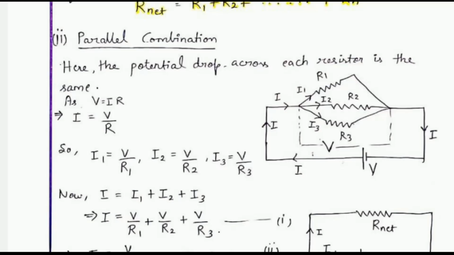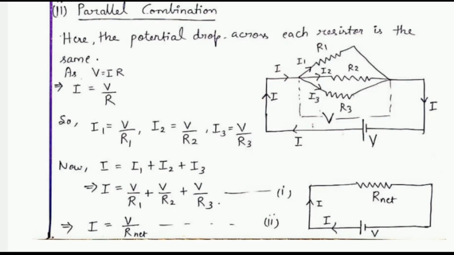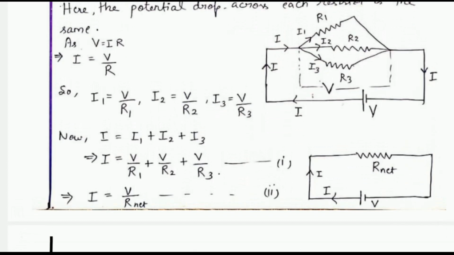So from Ohm's law you know that V is equal to IR, so I will be equal to V by R. Now since I1 is flowing through the resistor R1, we can say that I1 will be equal to V by R1. Similarly I2 will be equal to V by R2, I3 will be V by R3. V remains same because the potential difference across all the 3 resistors is the same. Now if you can see, I1, I2 and I3 will add up to give us I again. So we can write I is equal to I1 plus I2 plus I3. Now just put the values in the equation. So I will become V by R1 plus V by R2 plus V by R3.